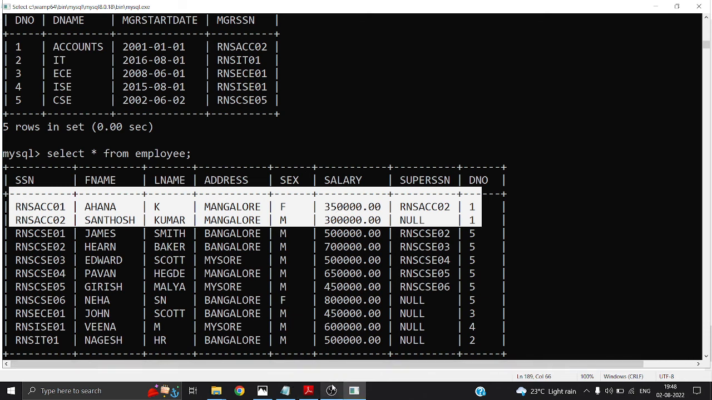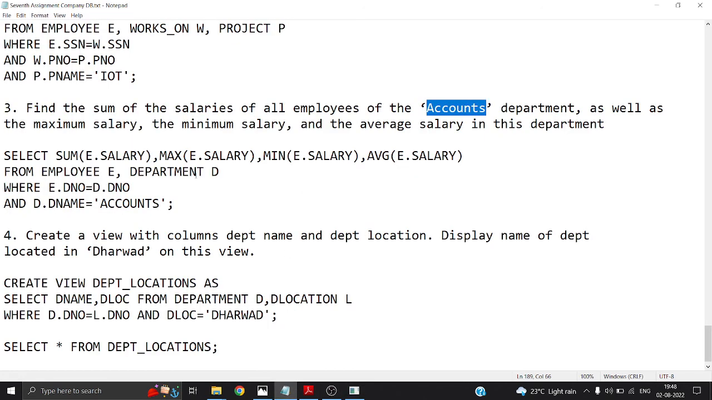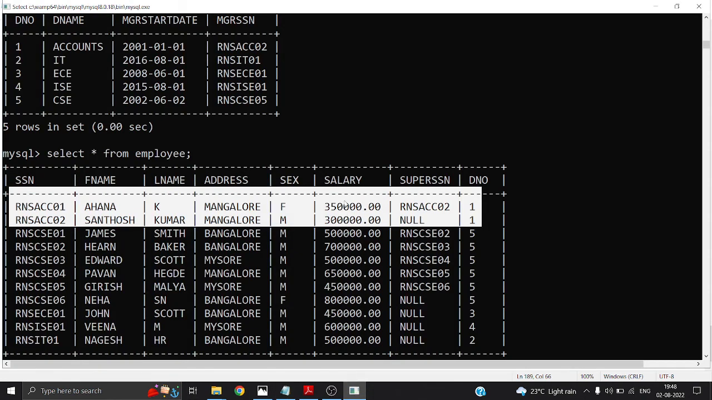Then our next question is what is the maximum salary of that particular department, minimum salary of that department, and average salary. So in these two, maximum salary is 3.5 and minimum salary is 3, and average of these two again we need to compute. This is the required output for this.